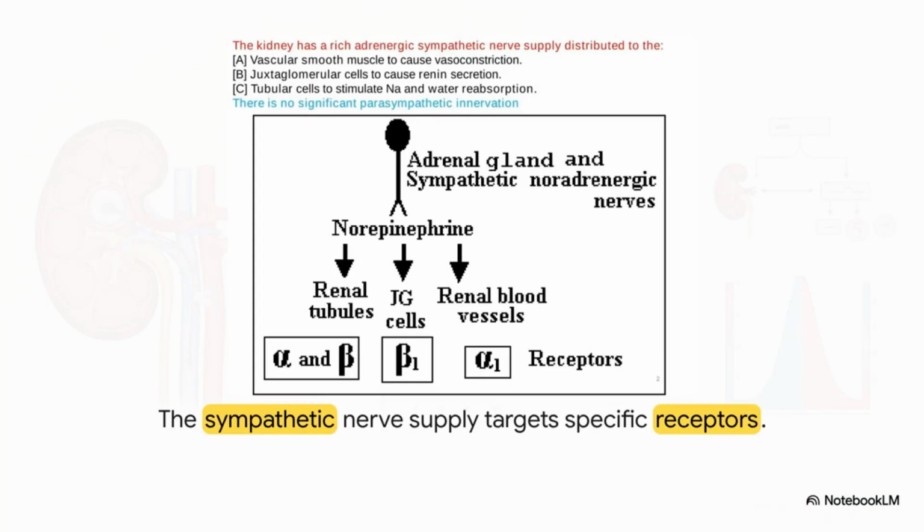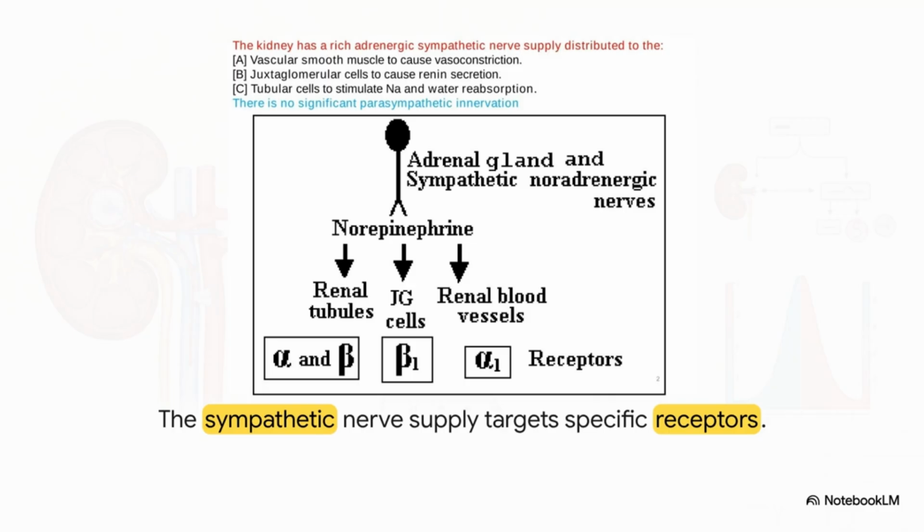The kidney receives a really rich sympathetic noradrenal innervation. When the adrenal gland and sympathetic nerves release norepinephrine, it hits 3 specific receptor types, each with its own crucial job. First up, alpha-1 receptors on the vascular smooth muscle. These cause vasoconstriction, which controls our renal blood flow.